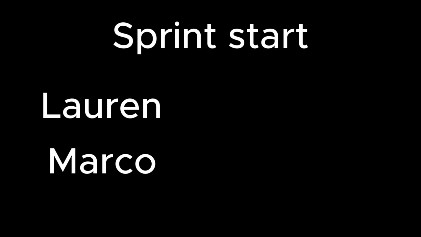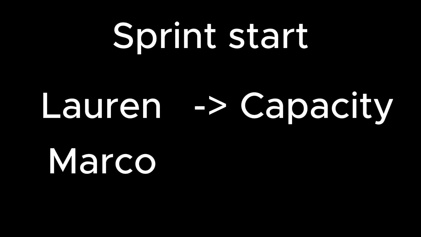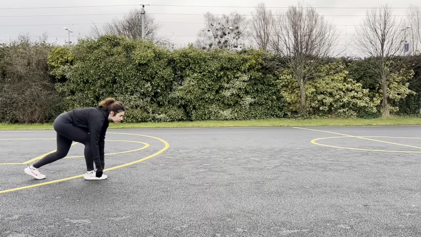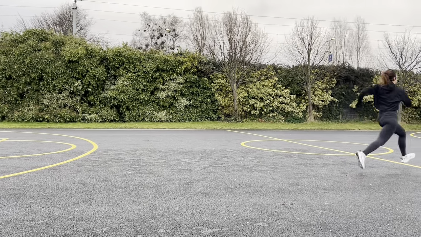We're going to see Lauren, who is limited by capacity, mainly due to her lack of lower body strength, while Marco is more limited by skills. We're going to start with Lauren. In the video, we can see Lauren performing a sprint start, in particular the first two strides.